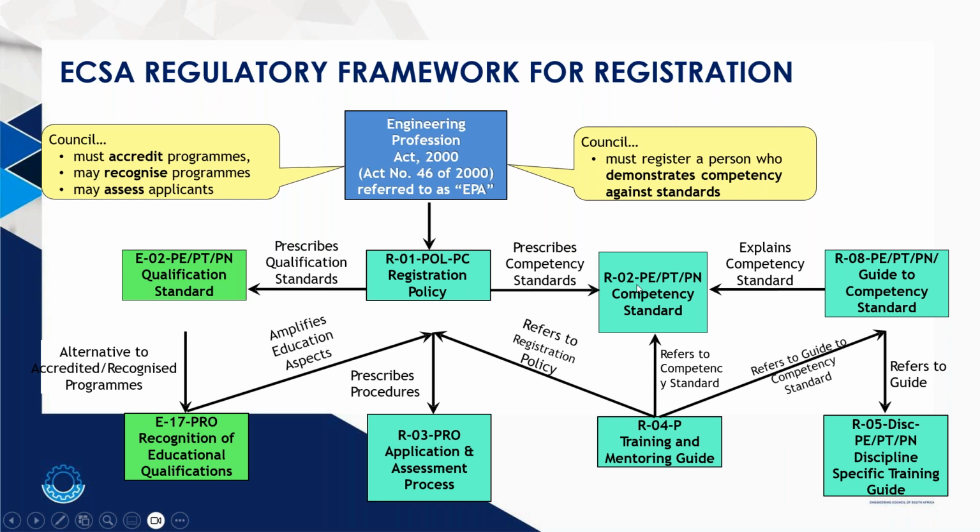They have also prescribed competency standards, which are found in R02. PE, colleagues, means professional engineers. PT means professional technologists. PN, they were avoiding the same acronym as PT, so this is professional technician. So if you want to understand what competency standards are, you need to familiarize yourself with R02, PE, PT, PN.